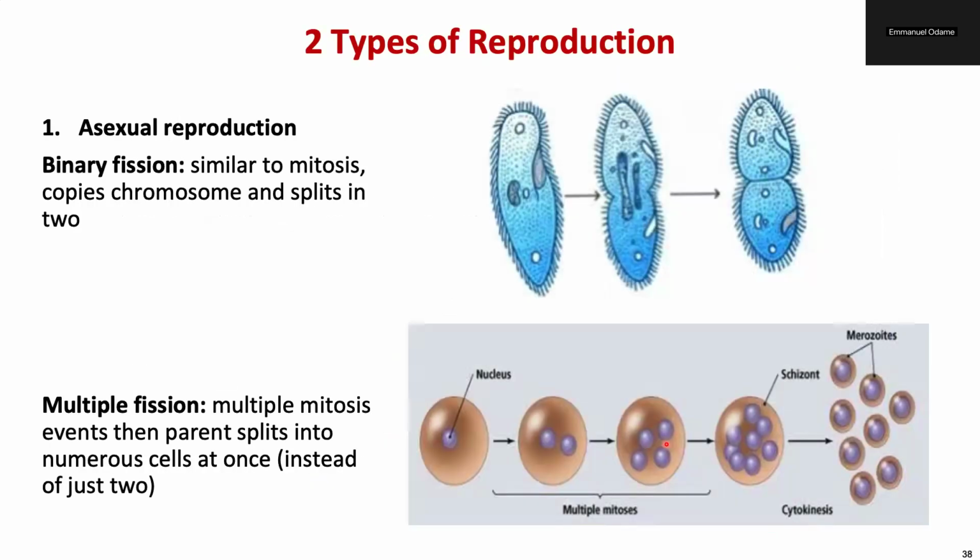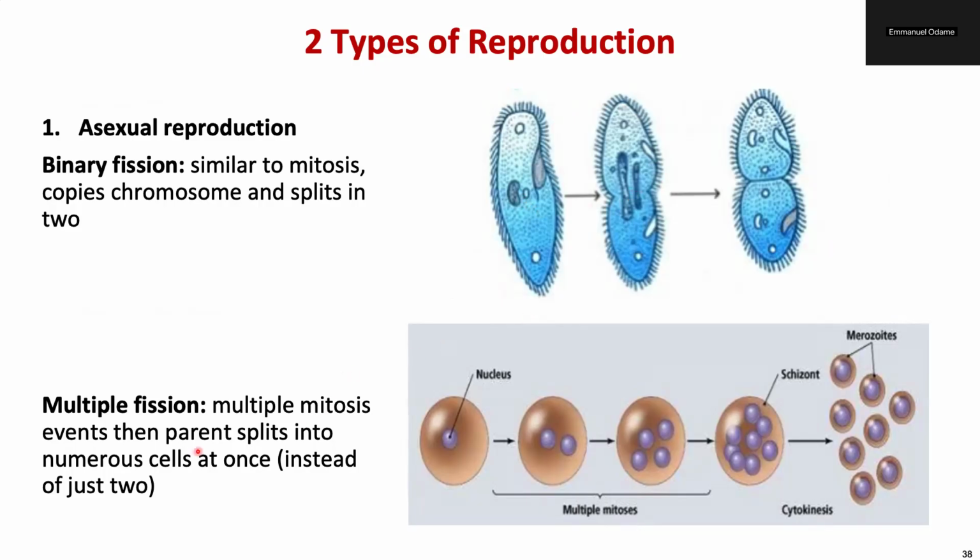And now we have to discuss how protozoa reproduce. They have two different categories: sexual and asexual. So let's tackle the asexual first. Asexual basically comes from binary fission, which is similar to mitosis. Basically, one protozoa makes copies of itself and splits into two.